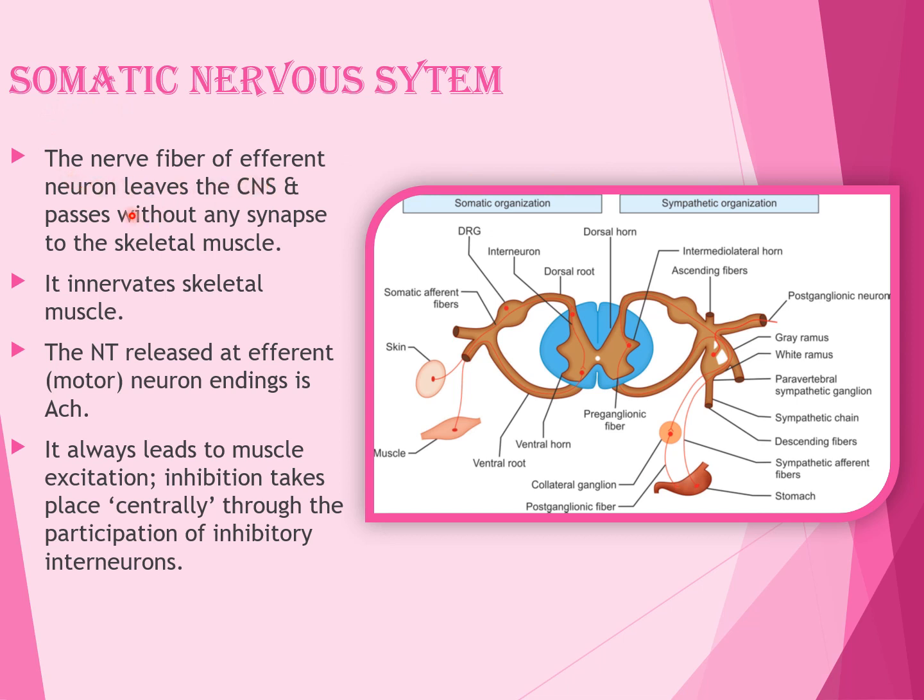The nerve fiber of the efferent neuron leaves the central nervous system and passes without any synapse to the skeletal muscle, and it innervates the skeletal muscle. The neurotransmitter released at efferent or motor neuron endings is acetylcholine, and it always leads to muscle excitation. Inhibition takes place centrally through the participation of inhibitory interneurons.